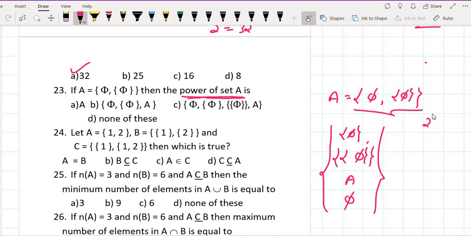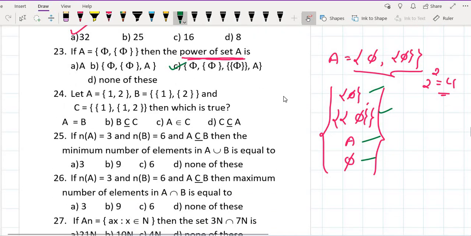How many subsets can you form? 2 to the power 2, that is 4. See, I have written 4 subsets now, right? That is, one is the set with the first entry, that is phi, one set with the second entry, that is this one, then the given set and the null set. If we include all these 4 in the flower bracket, that gives you the power set. So, option C holds good.